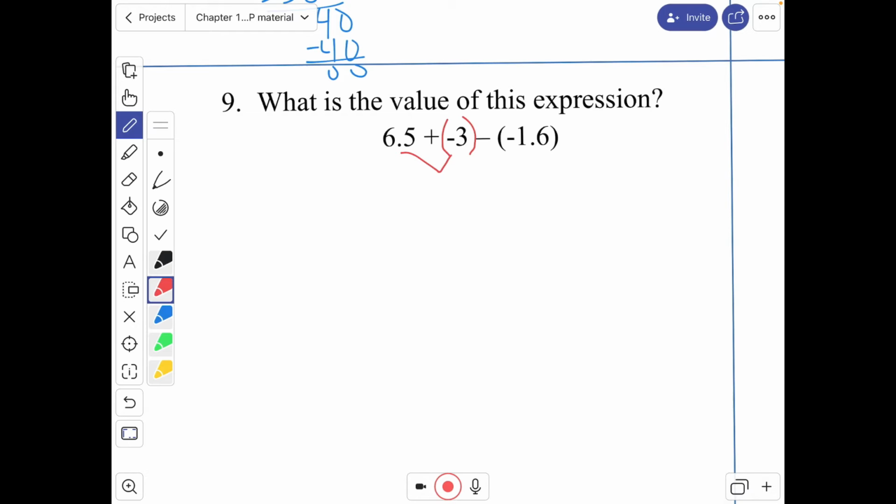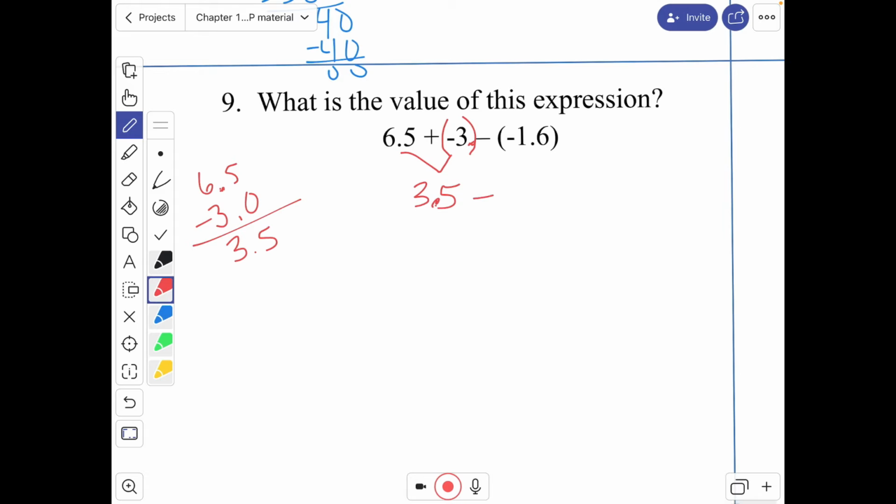Different signs, so we're going to subtract. And remember to line up the decimal. So in the number 3, the decimal is at the end. That means the 3 needs to go under the 6. So that's 3.5. And we take the sign of the larger. The larger was the 6.5, so that's positive.